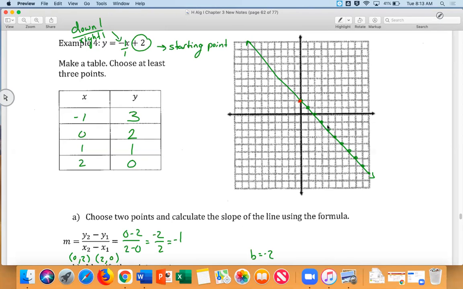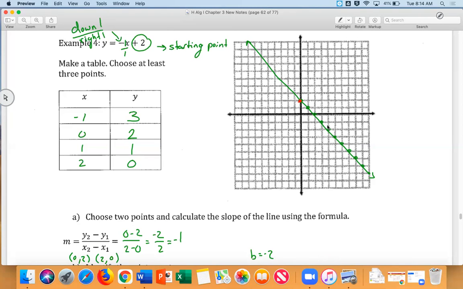All right. So I found my starting point to be 2. My slope was -1 over 1, so that meant I was going down 1 to the right 1. Okay, I picked my points of -1, 0, 1, and 2. You can pick whatever you want, it doesn't really matter. I plugged those points in.